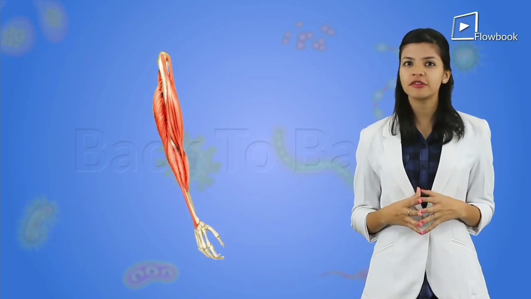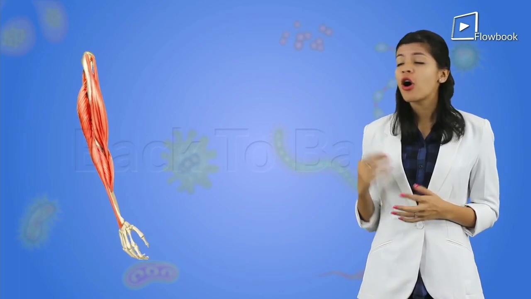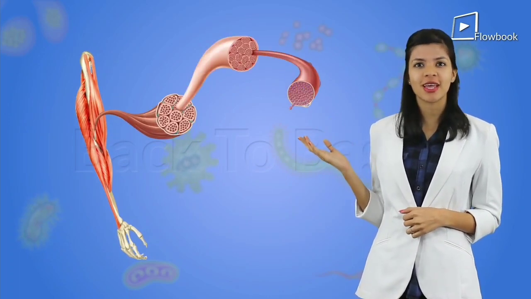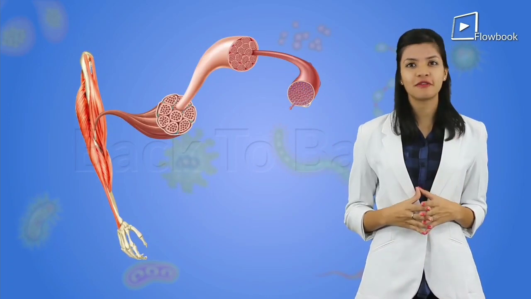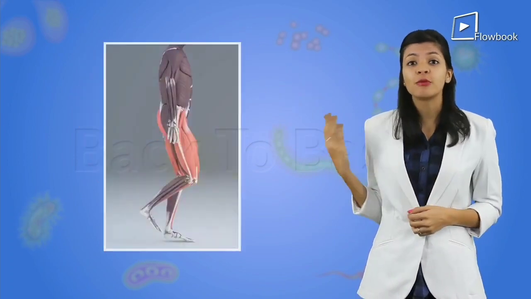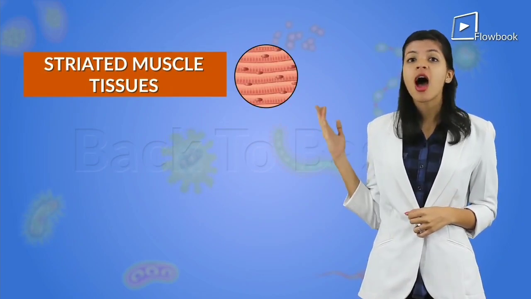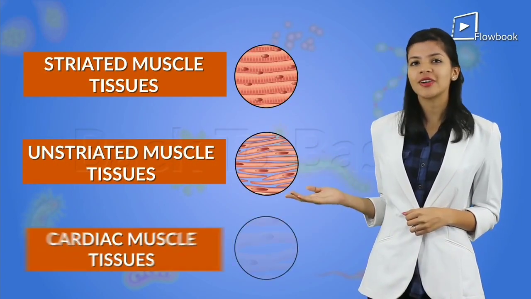Have you ever wondered what our muscles are made up of? Muscle tissues are actually composed of long elongated cells that form the muscle fiber. Muscle fiber helps us in the movement and locomotion of our body. So muscle tissues are divided into three different categories based on their functions: striated, unstriated, and cardiac muscle tissues.